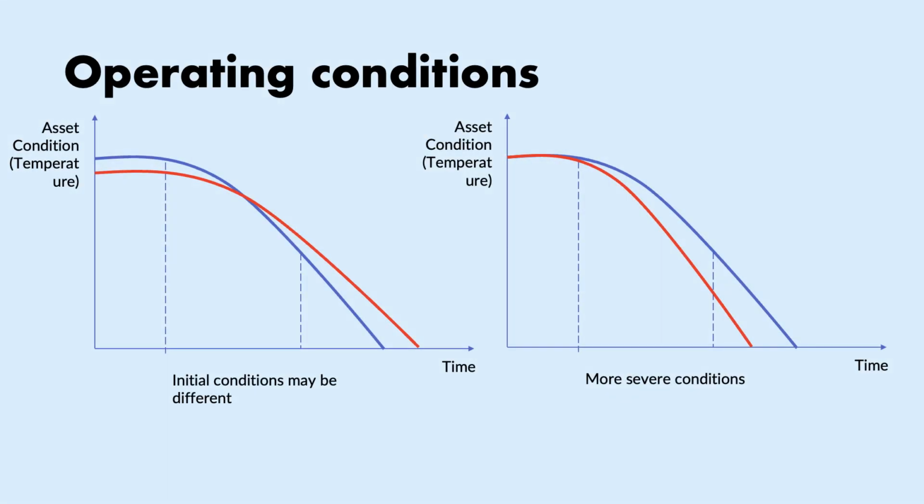Operating conditions and the detection of the operating conditions is very important for prognostics, because according to how the system is operating, that can mask or not the degradation. And if you have, for example, initial conditions that are more favorable, you may last longer, while if you have more severe conditions, you may last less.